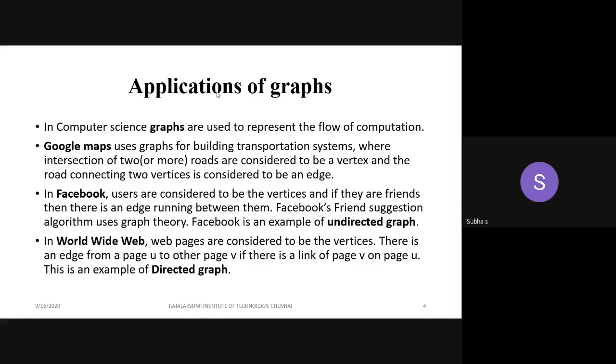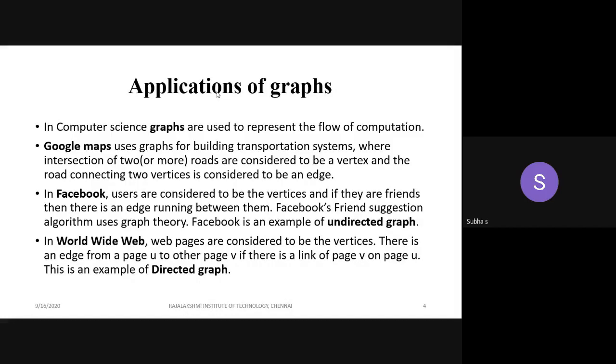So Facebook is a very good example of an undirected graph. By the name itself, you can guess undirected means there is no direction. It's not that only A is connected to B; A is connected to B and also B is connected to A. There is no arrow mark between those nodes. That is called an undirected graph.